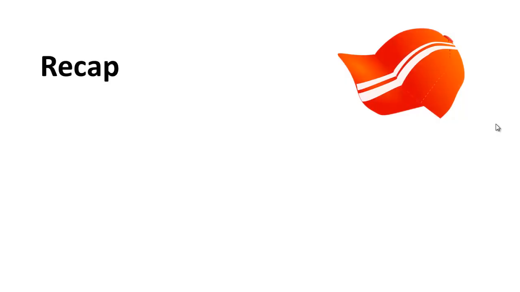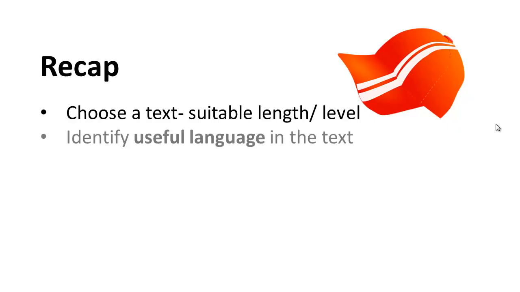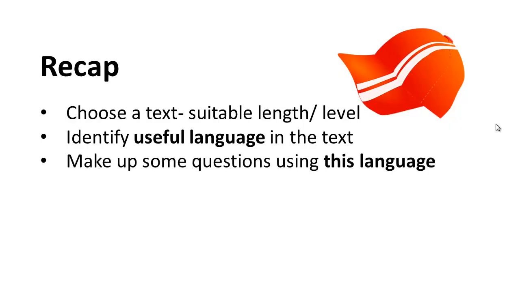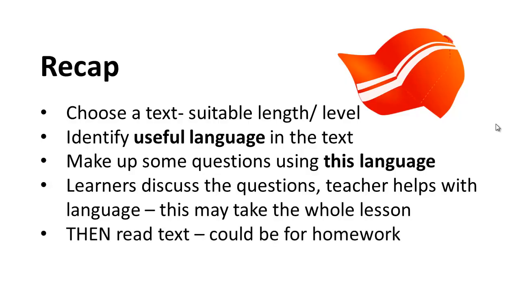So as a quick recap here, you're going to choose your text. It's going to be a suitable length and level for your learners, and then you're going to identify some useful language in the text, probably phrases rather than individual words, but it could be both. And you're going to make up some questions using this language and putting this language in bold in your question so they notice it. The learner's then going to discuss the questions while you monitor, help with the language, and this may take the whole lesson. And then they read the text right at the end, and that could be for homework.